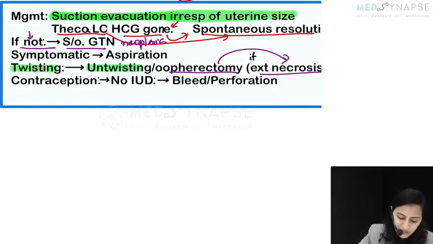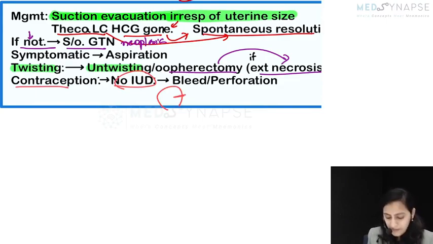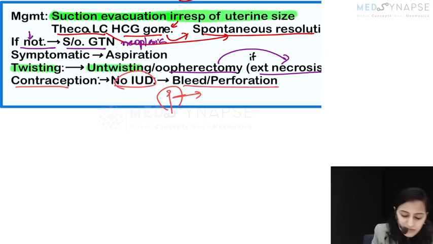Post suction evacuation, patient wants contraception. What should not be given? IUD. क्योंकि soft uterus है, IUD दोगे, perforation हो सकता है. So remember that IUD is contraindicated.